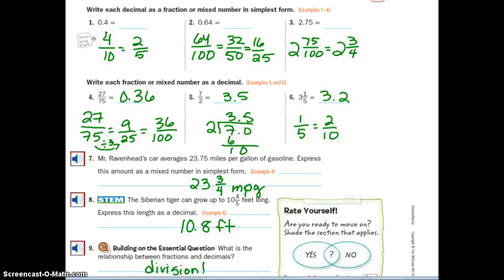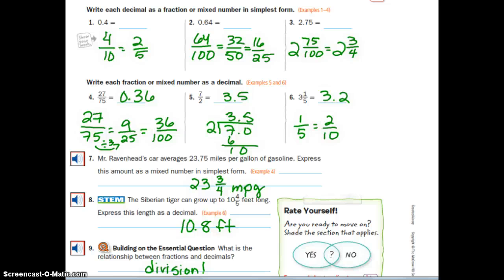The next ones, you have a choice of either dividing or simplifying them and then getting them to 100, which is what I went with because I think it's easier. So number 4, I divided by 3 and got 9/25, and then I multiplied by 4 and got 36 over 100, which is 36 hundredths. 7 over 2 is 3.5. 3 1/5, I pulled the 3 out, and then I knew 1/5 could be written as 2/10, so that's 3.2.